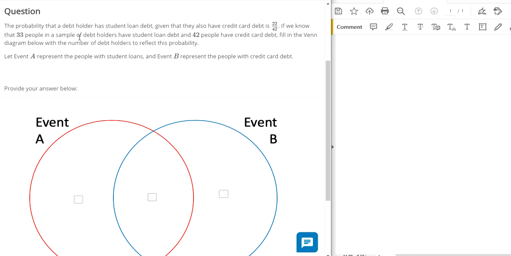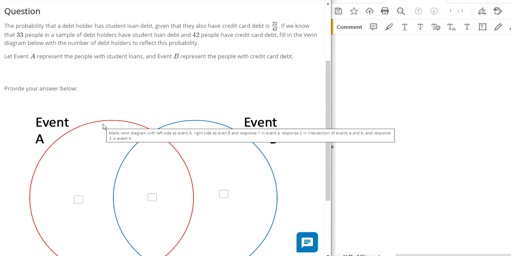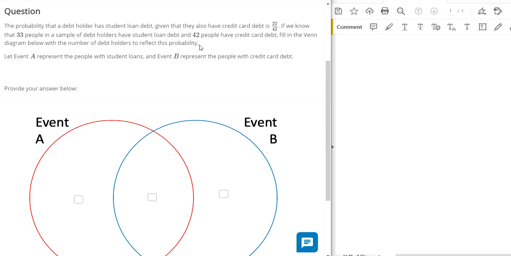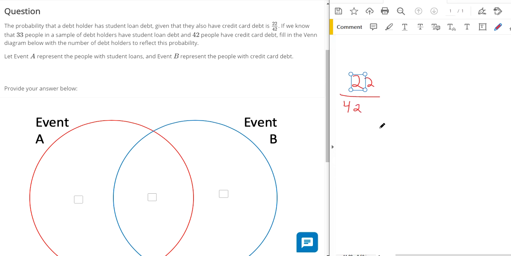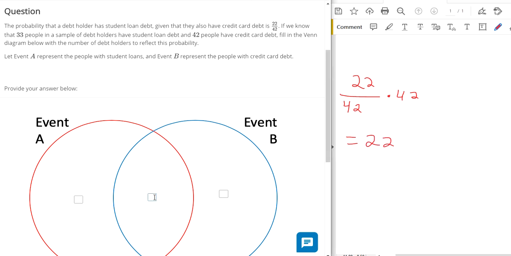So if we know that 33 people in the sample of debt holders have student loan debt, that's 33 people that would fit in the red circle. 42 people fit in the blue circle, because that's 42 people that have credit card debt. What you can do to fill out this center part is use the fact that there's a probability of 22 out of 42 that they're going to be in the center, given that they are already blue people that have credit card debt. Now we can multiply that by the number of people that have credit card debt to find out the probability of both of them. Okay, there's 22 people that fit in this center.